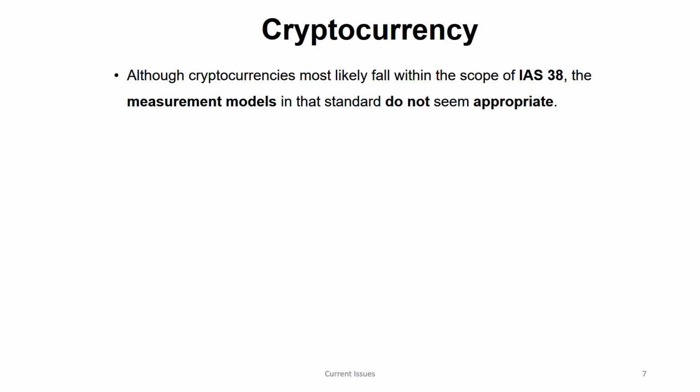Now remember, just because we say IAS 38 does not mean it does not have limitations. These limitations you also have to know, because it's an issue. Issue means problem. Problem will be there. Even though most likely it is within IAS 38, when we come to the measurement model, this standard is not appropriate. Measurement models mean what? See, intangible assets we can measure in different ways, right? We have a choice. So that measurement model is not suitable.